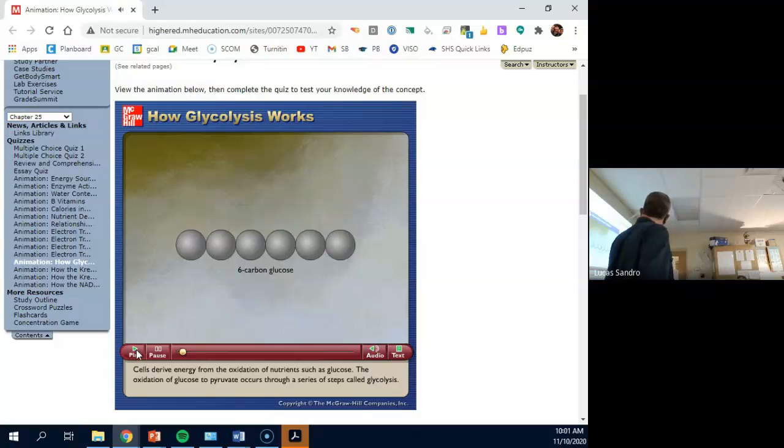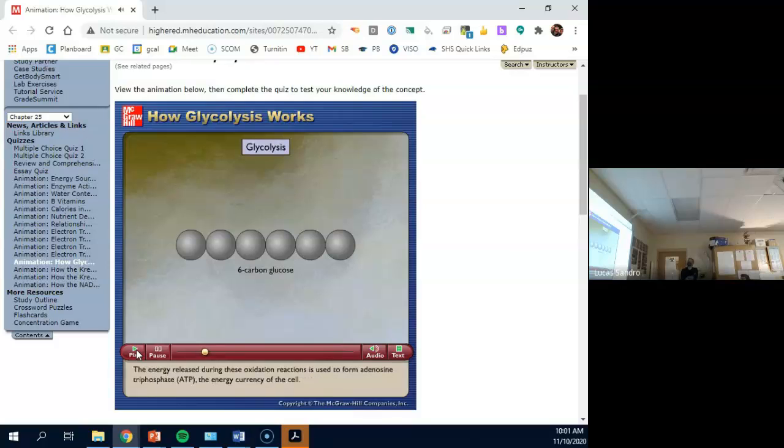Cells derive energy from the oxidation of nutrients such as glucose. The oxidation of glucose to pyruvate occurs through a series of steps called glycolysis. The energy released during the oxidation reactions is used to form adenosine triphosphate, ATP, the energy currency of the cell.